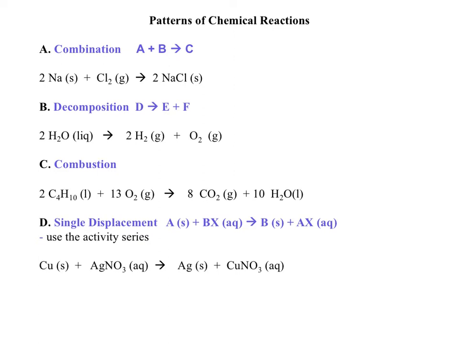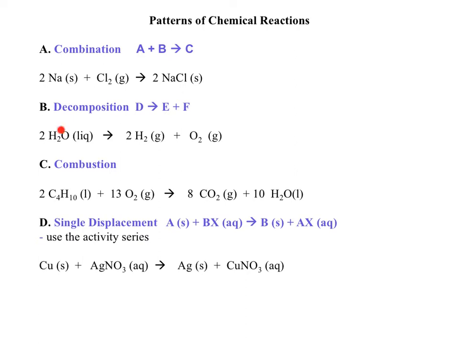So combination reactions, they're simple. A plus B forms C. They just combine. There's no other D. There's nothing else. And you want to make sure they're balanced. And here's an example where sodium solid combines with chlorine to form sodium plus and chloride minus, the ionic solid here.